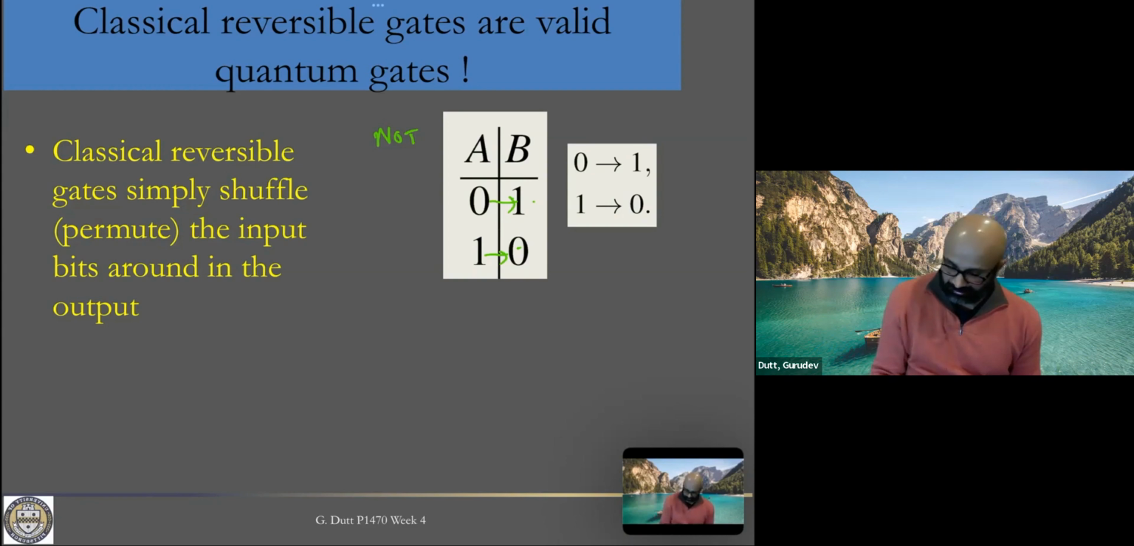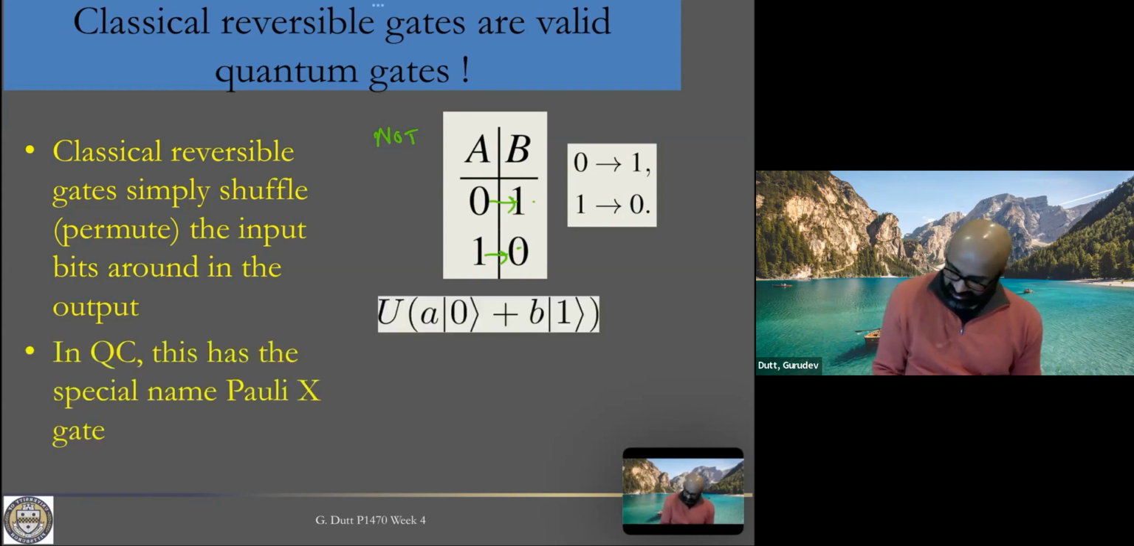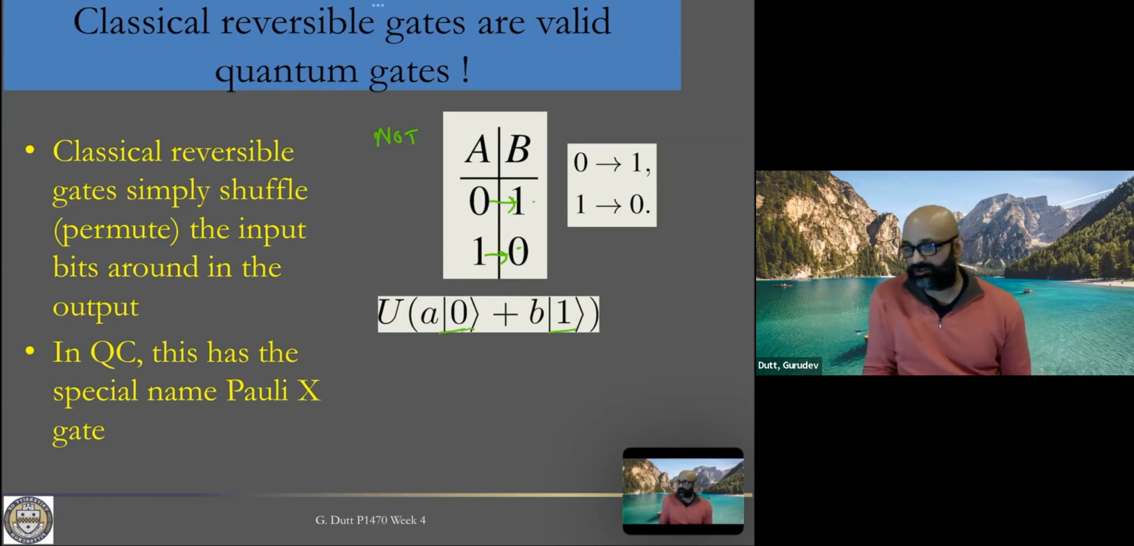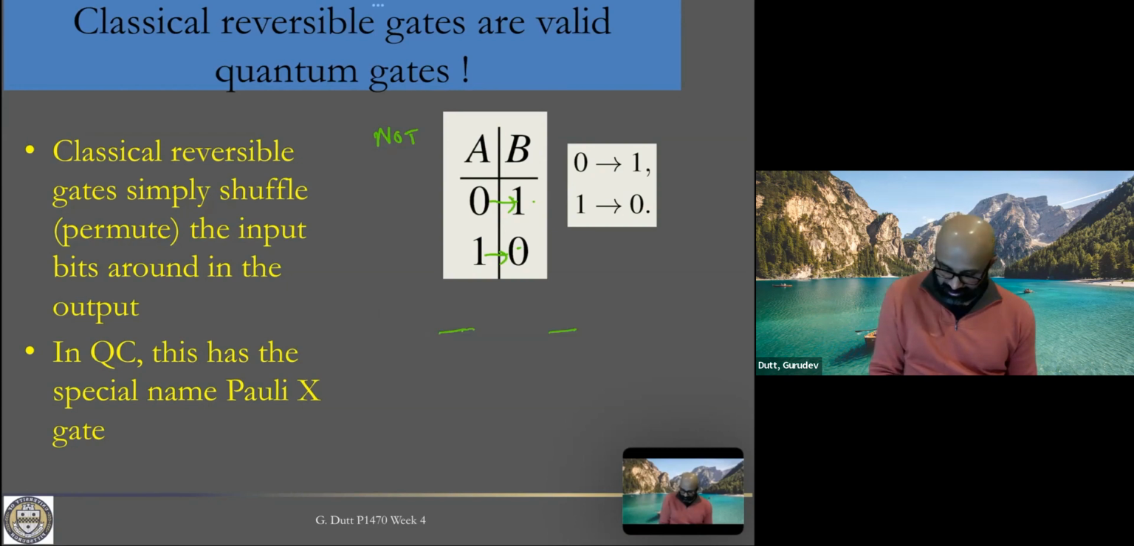So as a simple example, this NOT gate has a special name in quantum computing. That is, it's called the Pauli X gate. And you'll see why in just a minute. But just to carry out this classical reversible gate acting on the state A times 0 plus B times 1, we have to verify that this is indeed going to preserve the normalization of the state. And so it's very straightforward to see that.